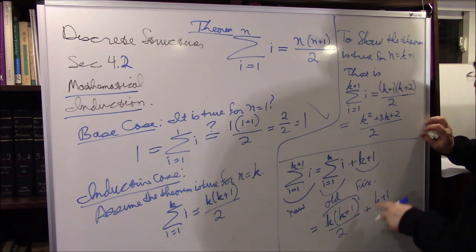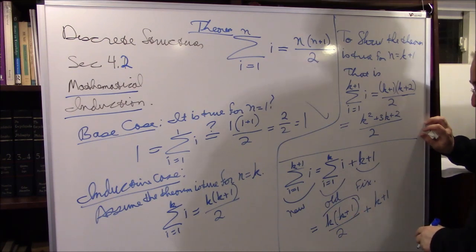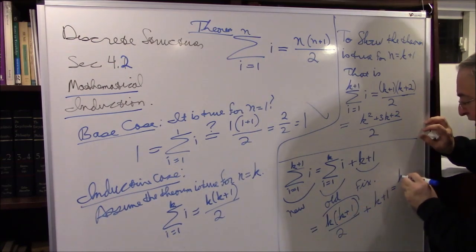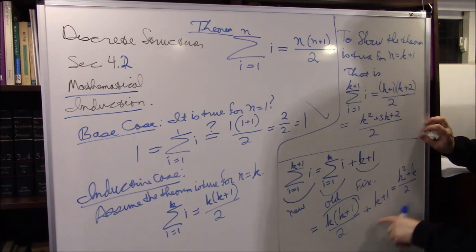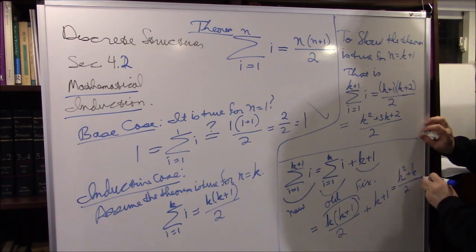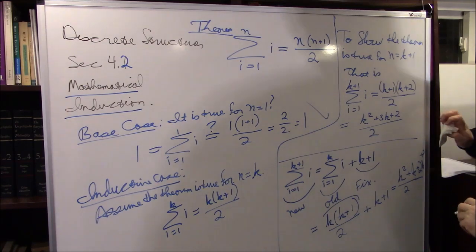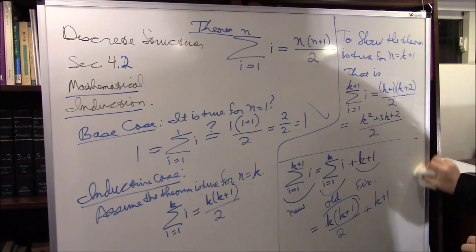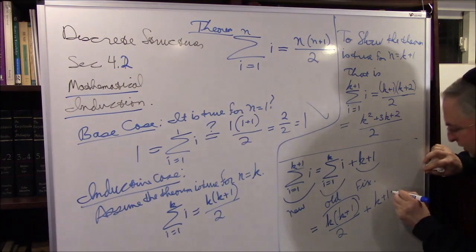Well, let's multiply it out and add it together. This becomes k squared plus k, divided by 2, plus, I want to use this 2 over here, so I'm going to multiply the top and the bottom by 2, plus 2k plus 2. Oops. Really running out of room, but I need the room. So let's rewrite that a little bit smaller. So let's do this again.